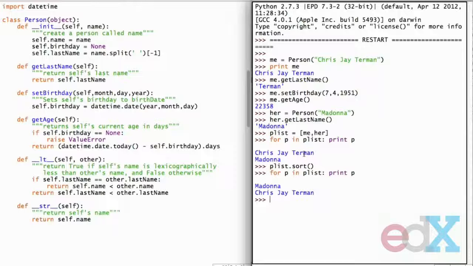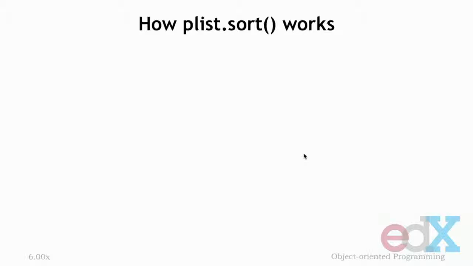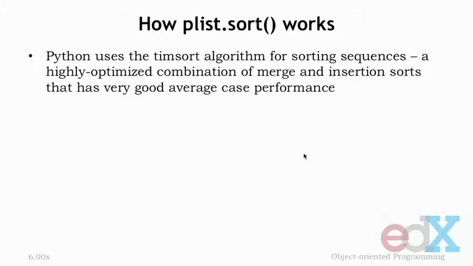But wait, how does the sort routine, which is a generic routine that can be used for sorting lists, know how to sort people? Let's go figure that out. Okay, so how did plist.sort do the right thing? So Python has a particular sort algorithm for sorting sequences. It's a highly optimized combination of a merge and an insertion sort, which means quite efficient in most real-world lists and has a very good average case performance. So you can say, okay, well, so it uses a really fancy sort algorithm. How does it know how to sort people?